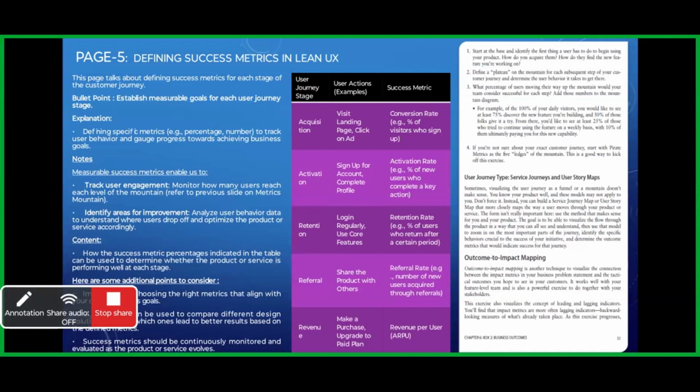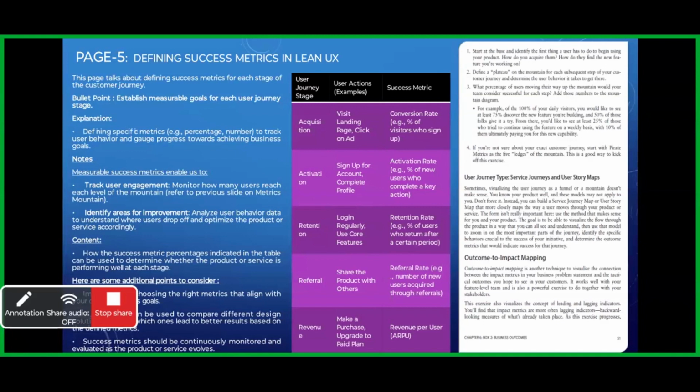For acquisition, visitors are clicking on the landing page. That is the first impression that we are creating. Conversion rate is the percentage of visitors who will be signing up. Next would be the activation stage. The sign up is complete, so the users have come, registered their account and stayed on the website. Next would be retention. They would start exploring the website and using the core features, and they are also going to return after some period of time.